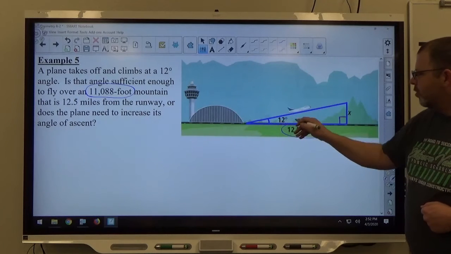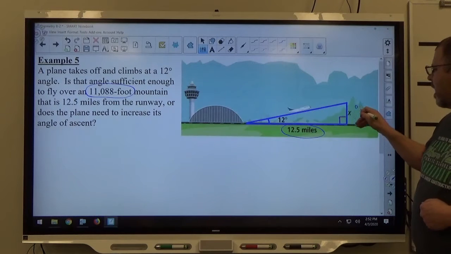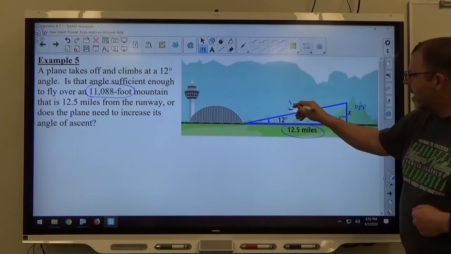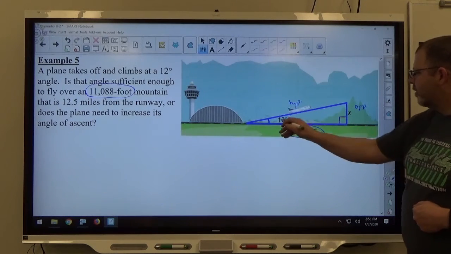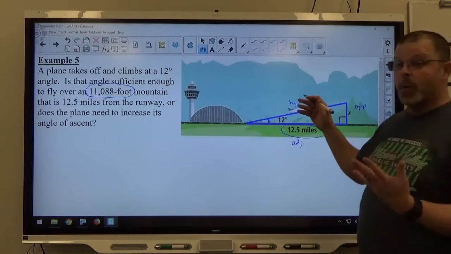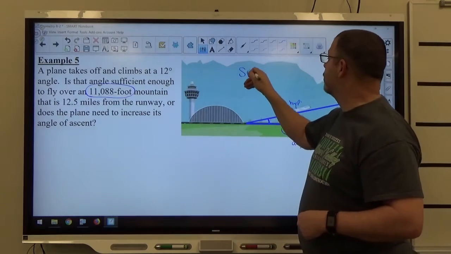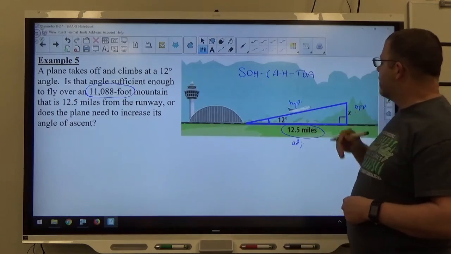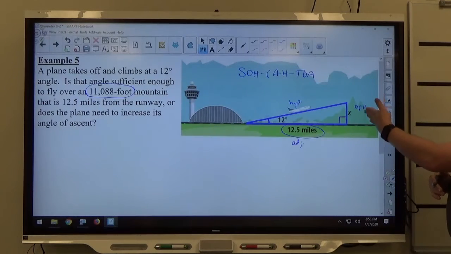So for this acute angle 12, I go across the triangle, that's my opposite side. I go across from the right angle, that's my hypotenuse. And the third side must be the adjacent. We're dealing with right triangle trigonometry, so I'm going to write my SOHCAHTOA down. Now in this case, we're trying to find a side in a triangle.